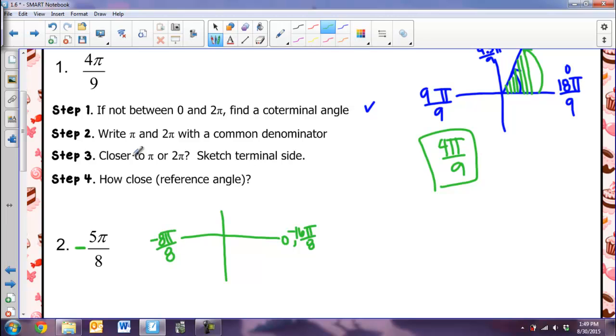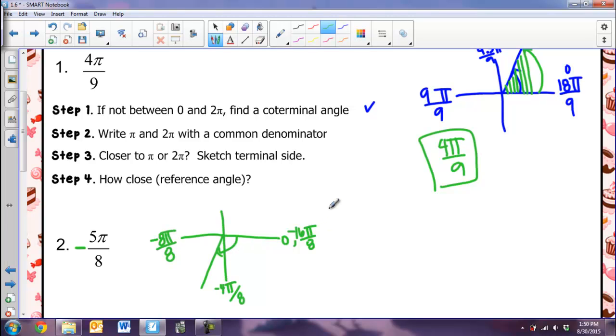Okay, so now we're going to ask ourselves, is this angle closer to pi or 2 pi? Or is it closer to negative 8 pi over 8 or negative 16 pi over 8? Well, it's closer to negative 8 pi over 8. And if you want to remember, you can always label this other angle, the 90 degree angle down here. So this would be 4 pi over 8. 5 pi over 8 is above that, so we're going to draw our angle right here. And remember, we went the negative direction.